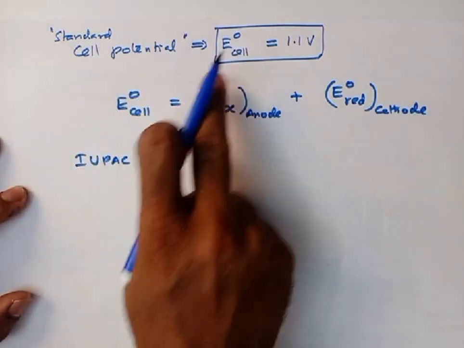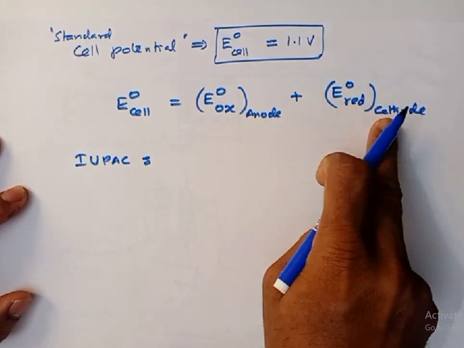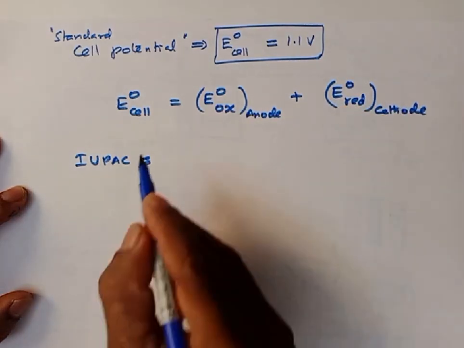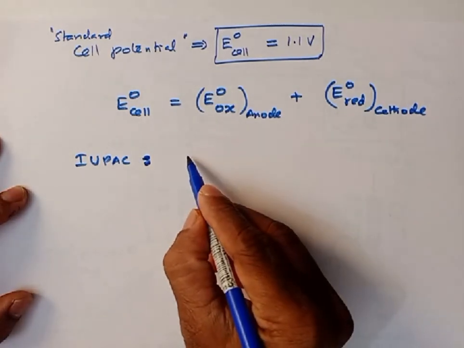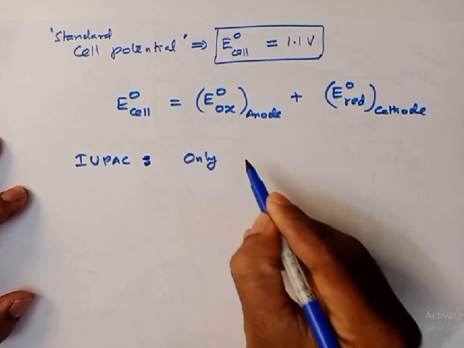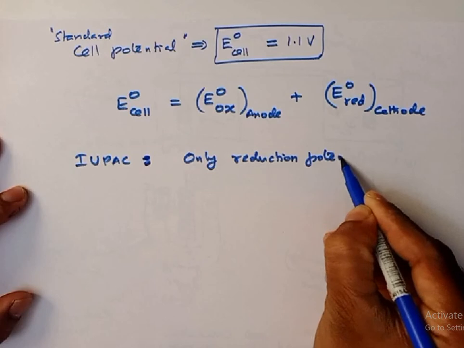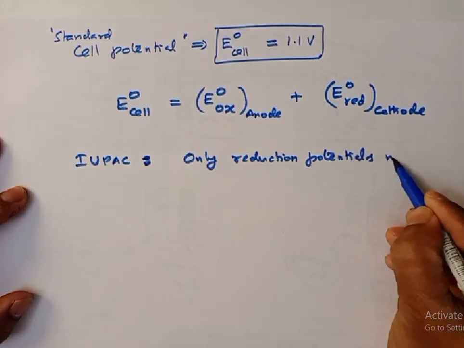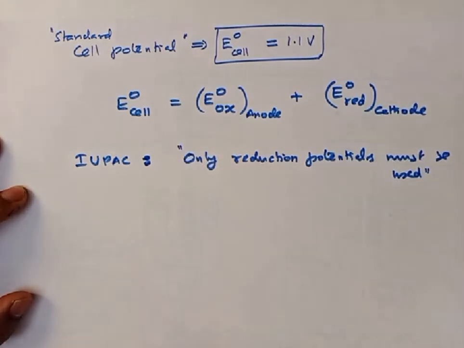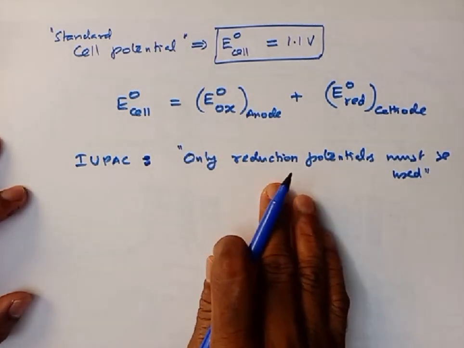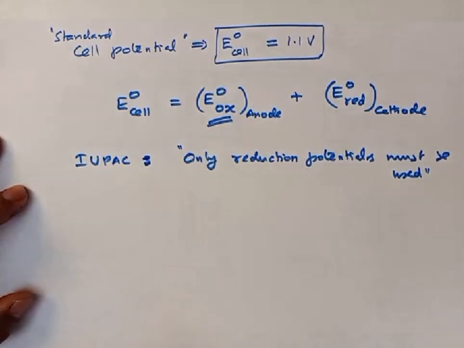Standard cell potential is nothing but the sum of oxidation potential occurring at anode and the reduction potential occurring at cathode. IUPAC recommends that we should use only reduction potentials. This is the IUPAC recommendation. Therefore, we should strictly follow this. So, we should not consider oxidation potential at all. We should consider only the reduction potential.